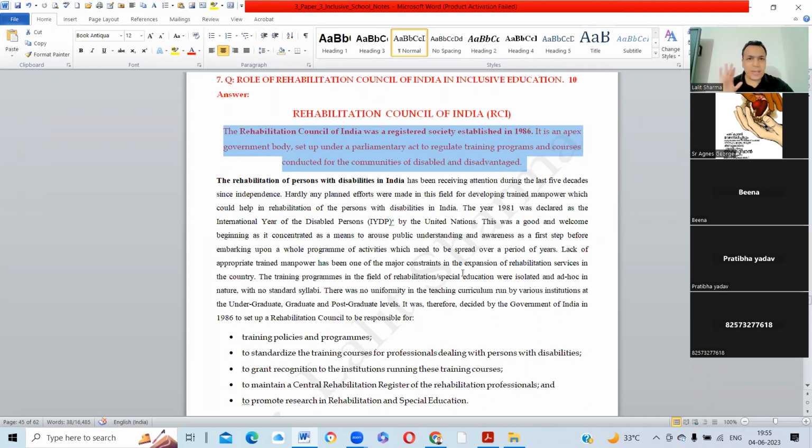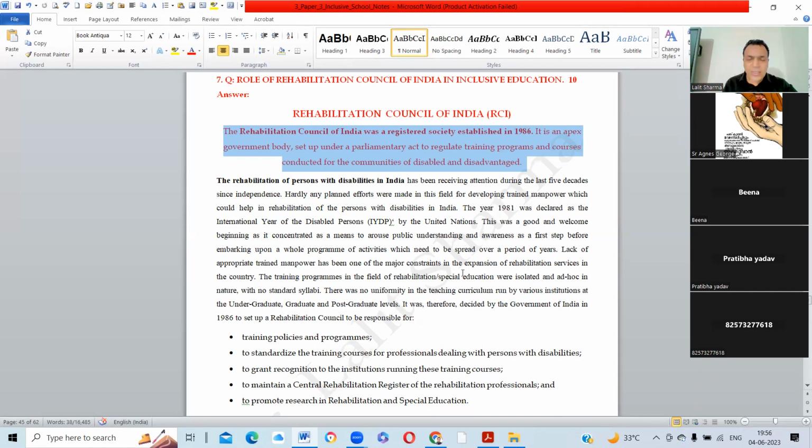For example, you are doing B.Ed from B.Ed colleges, am I right? So guys, these B.Ed colleges are recognized by some universities. Are you aware of that? Without affiliation, they can't run. Similarly, 10 years back, 20 years back, many institutes were running without the affiliation of the RCI.